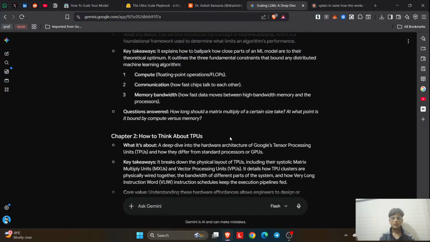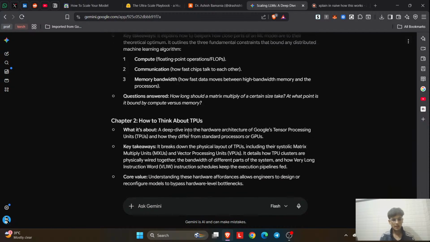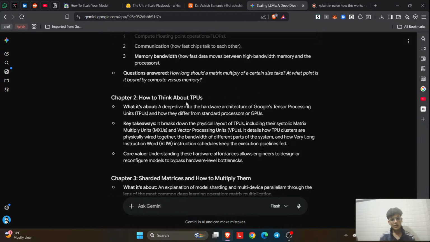Okay, so matrix multiplication, how much scale, meaning how big a matrix will be so that it takes more compute. In simple words, this is what it wants to say, I guess. Okay, how to think about TPUs: a deep dive into the hardware architecture of Google tensor processing units, TPUs, and how they differ from standard processors, GPUs. It breaks down the physical layout of TPUs, including their systolic matrix multiply units, MXUs, and the vector processing unit. It details how TPU clusters are physically wired together, the bandwidth of different parts of the system, and how very long instruction word instruction schedules keep the execution pipeline steady.